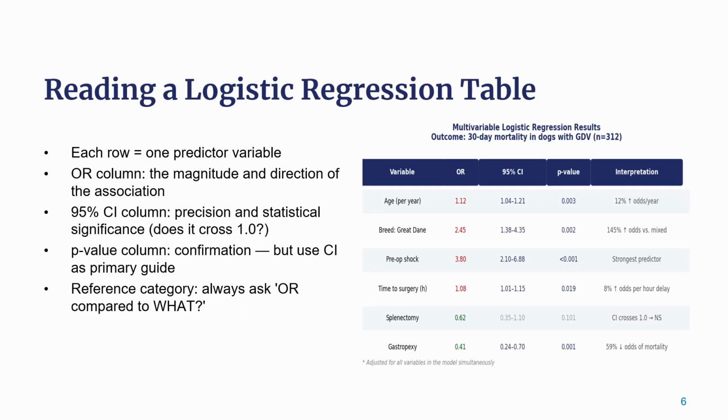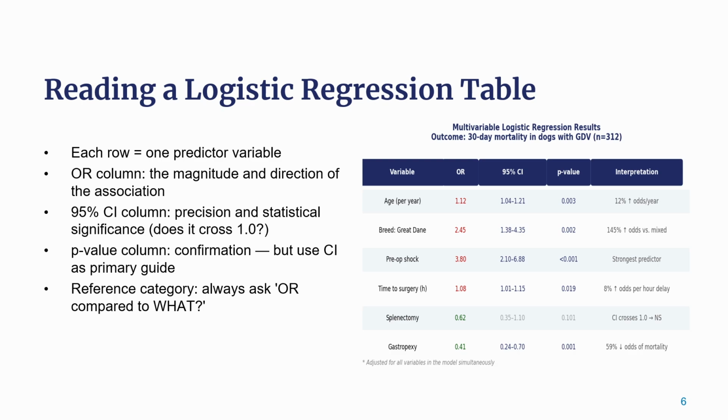Look at how to read a regression results table systematically. Go row by row. For each variable, first look at the OR. Is it above or below 1? Above 1 means this factor is associated with increased odds of the outcome. Below 1 means it's associated with decreased odds. Then look at the confidence interval. Does it cross 1? If yes, not statistically significant.